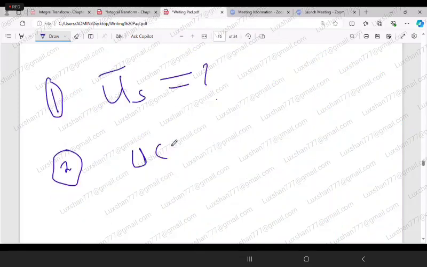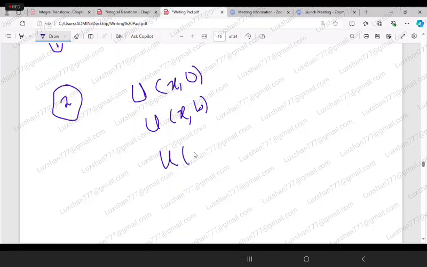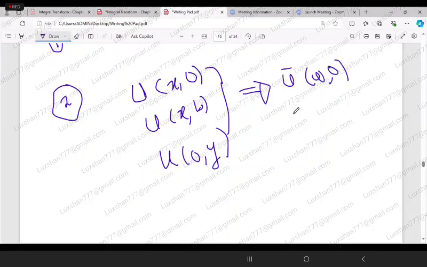We know u(x, 0) as well as we know u(x, b). The second thing, u(0, y). We know these three things. Now what we want to do is convert these to u bar(omega, 0), u bar(omega, b) and u bar(0, y). These are the three things you have to convert.